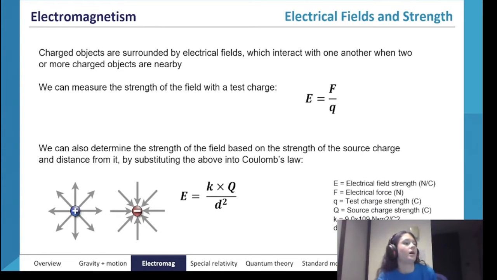So, electric field strength measures the intensity of the force experienced by a charged particle in an electric field. And this is going to be given to us by the equation electric field strength is equal to force divided by charge, or in other words, Coulomb's constant multiplied by the charge and then divided by the distance squared.